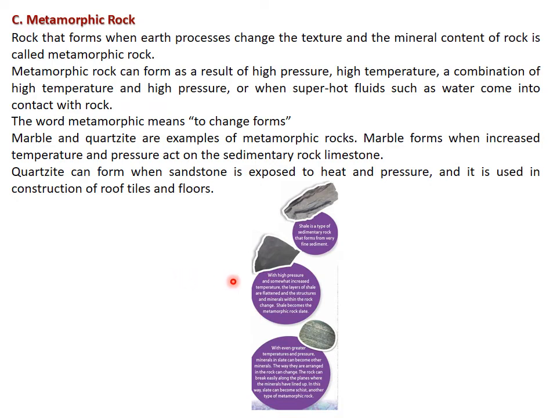Shale is a type of sedimentary rock that forms from very fine sediment. With high pressure and somewhat increased temperature, the layers of shale are flattened and the structures and minerals within the rock change. Shale becomes the metamorphic rock slate. Now, with even greater temperatures and pressure, minerals in slate can become other minerals. The way they are arranged in the rock can change. The rock can break easily along the planes where the minerals have lined up. In this way, slate can become schist, another type of metamorphic rock.